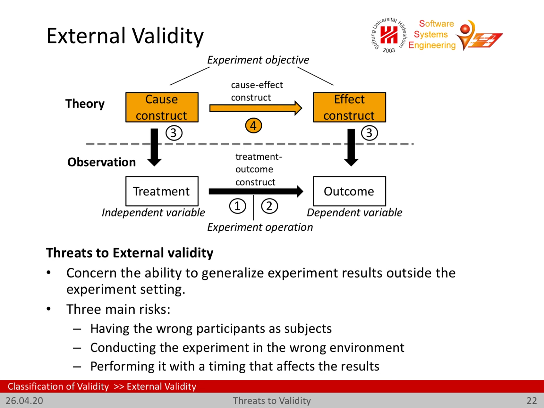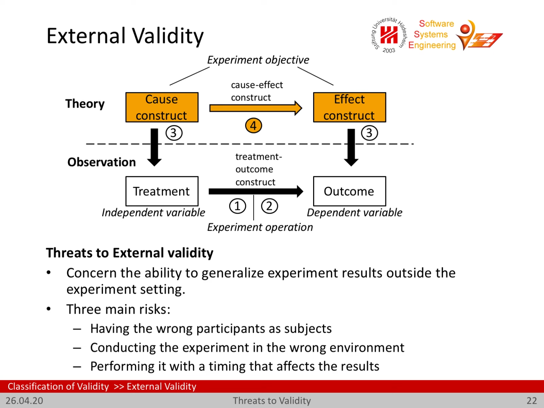External validity. In this case, we look at whether our validity is really representing adequately what we expect on a theory level, meaning there is a cause-effect relationship adequately, and whether that is really supported in a general manner by the experiment. So we have here threats to external validity. These are any concerns that impair the ability to generalize experimental results outside of the specific experiment setting.